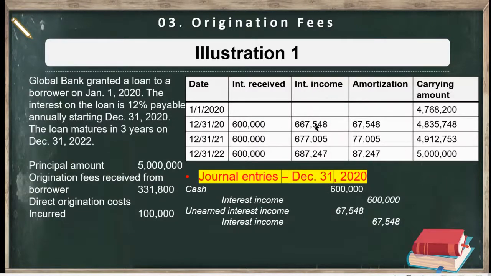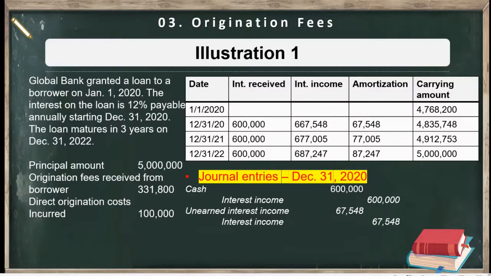Next is how do we compute the interest income? Since in the problem the effective interest rate is not given, we have to determine what the effective interest rate is. So if it's not given in the problem, we can compute it, because there is a way on how to compute the effective interest rate. So let's go over to the problem.